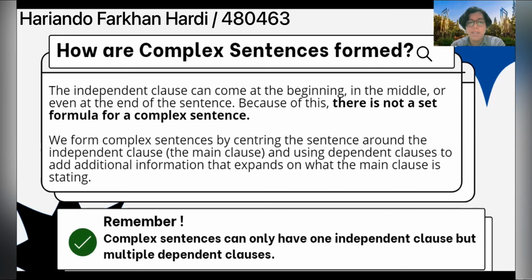We might be wondering how complex sentences are formed. The independent clause can come at the beginning, in the middle, or even at the end of the sentence. Because of this, there is not a set formula for a complex sentence. We form complex sentences by centering the sentence around the independent clause or the main clause and using dependent clauses to add additional information that expands on what the main clause is stating. But remember, complex sentences can only have one independent clause, but multiple dependent clauses.